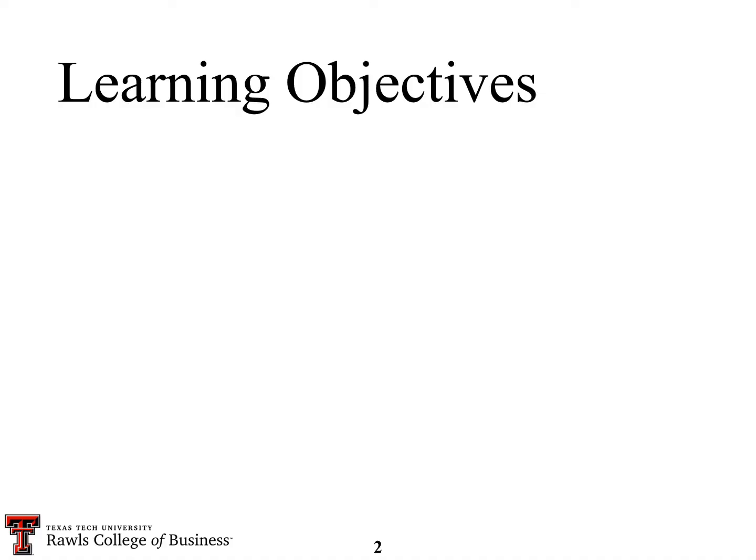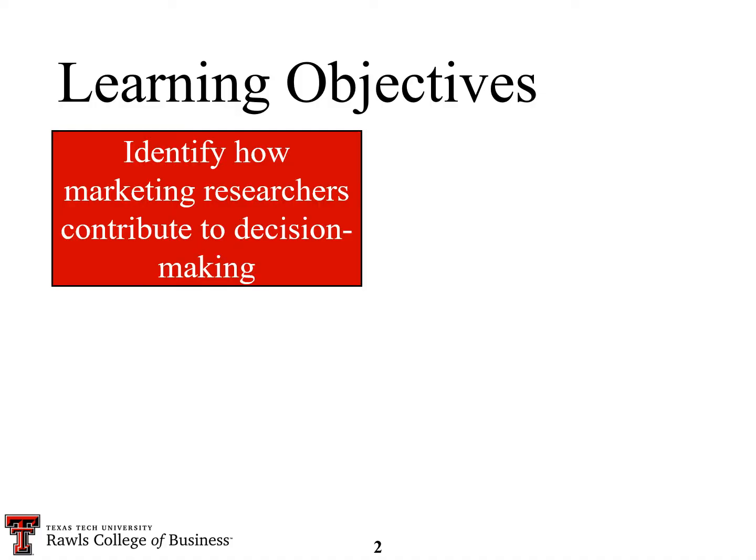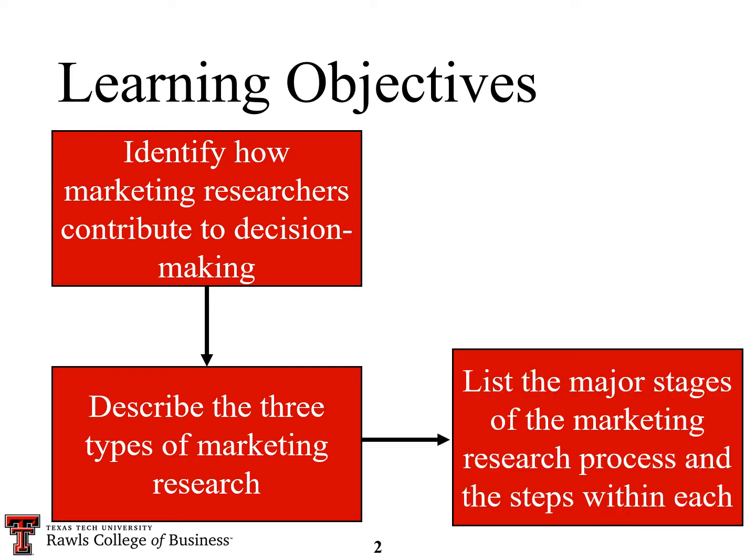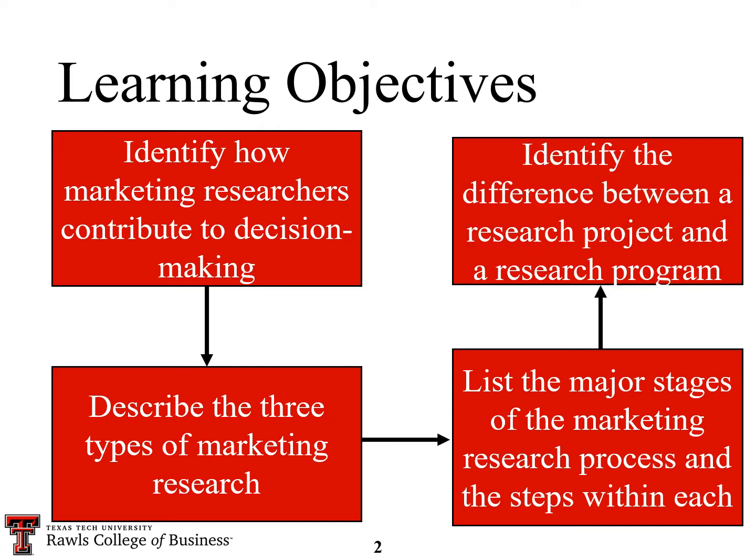Let's jump in. Today we're going to cover 4 key learning objectives. The first is to identify how marketing researchers contribute to decision making. The second is to describe the 3 types of marketing research. Then we'll list the major stages of the marketing research process and talk about some of the steps within each. And then finally we'll identify the difference between a research project and a research program.